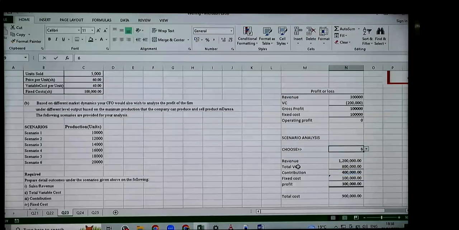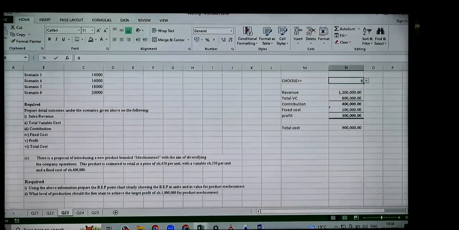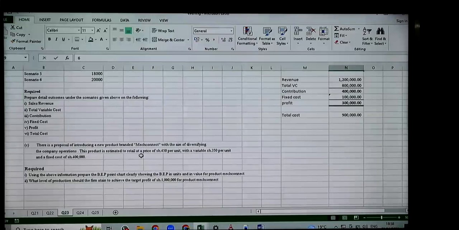So actually, this is the sensitivity analysis. I just wanted you to grasp the concept, because I think we'll be working on some questions that require scenario and sensitivity analysis. So we'll go to part C of the question. There is a proposal of introducing a new product branded Make Connect with the aim of diversifying the company operation. The product is estimated to retail at shillings 450 per unit, while the variable cost will be 300 per unit, and the fixed cost is 400,000.